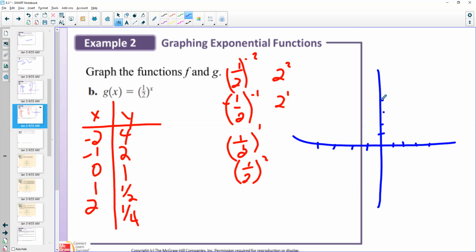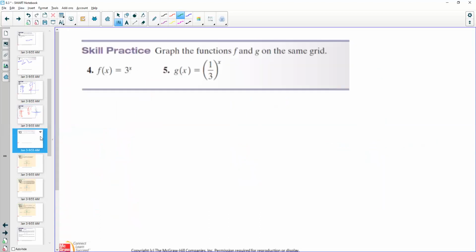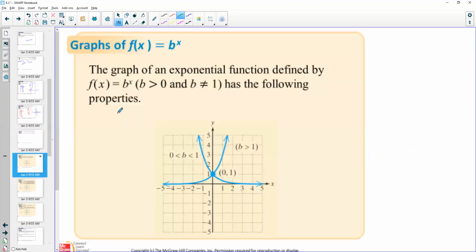All right, we still have 0 and 1, right? That point. But at 1, it's a half. At 2, it's a quarter. At -1, it's 2. And at -2, it's 4. This graph just goes in the opposite direction, okay? You can try to graph these two. They do something very similar. Try them out, okay?